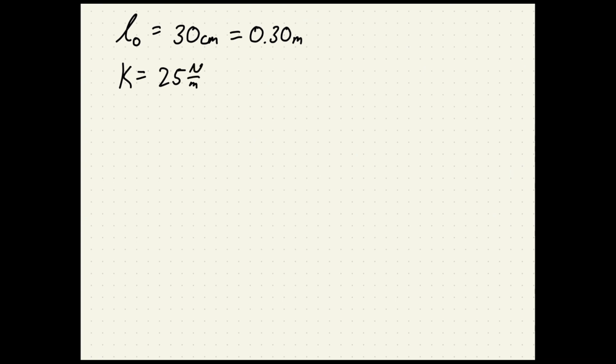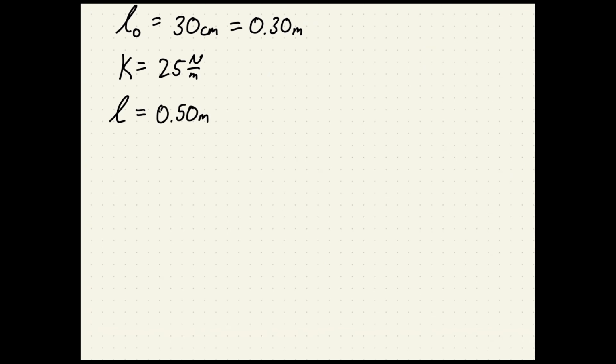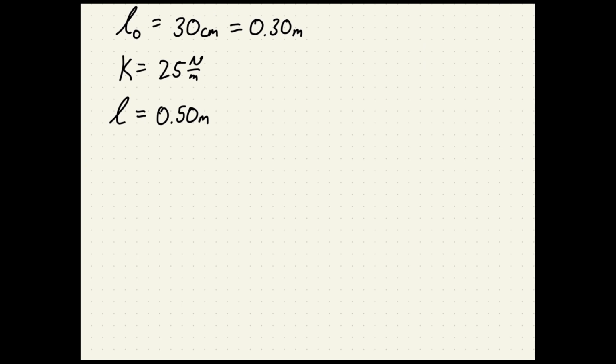So if I stretch this thing and I measure it and I get a final stretch value of L equal to 0.50 meters, so half a meter exactly, then I could apply my spring force equation. So it says F spring is equal to minus K times delta X. But delta X, we don't know that. We'd have to find out what delta X is, and we could do that using delta X is equal to stretch final minus stretch initial.